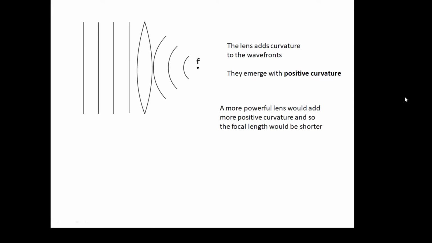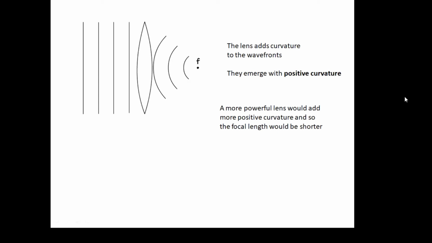Now, here are some plane wavefronts going through a lens. Now, I know that they have come from a distant object because they are straight and parallel. What the lens does is it adds curvature to the wavefronts. It makes them curvy. It adds curvature, so they emerge with positive curvature. The lens adds positive curvature to the wavefronts, and a more powerful lens would add more positive curvature.